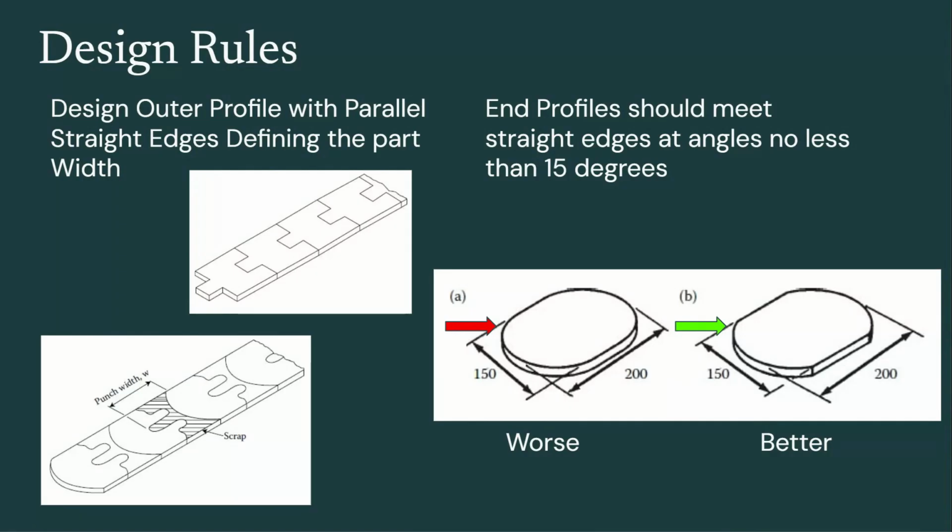End profiles should meet straight edges at angles no less than 15 degrees. So on the left side here you see a part blank with semicircular ends, and though it is hard to cut off when those degrees approach zero angle with the edge, it is much better to cut off these semicircles with a larger radius that won't meet the edge so sharp, as in B.